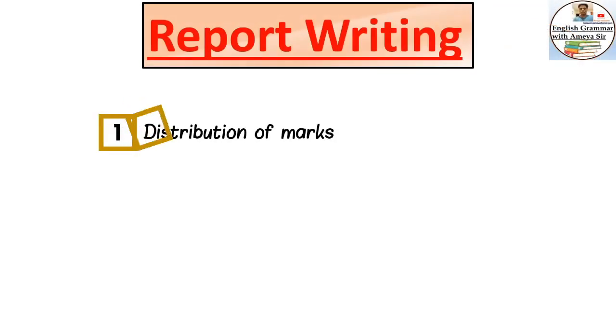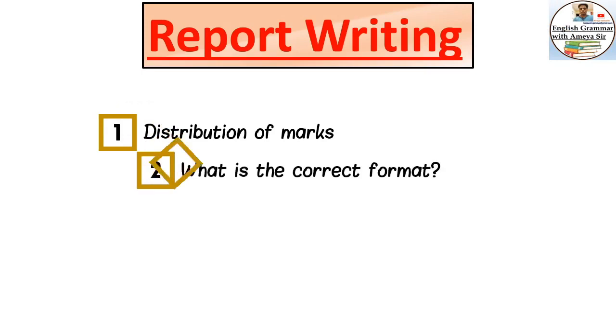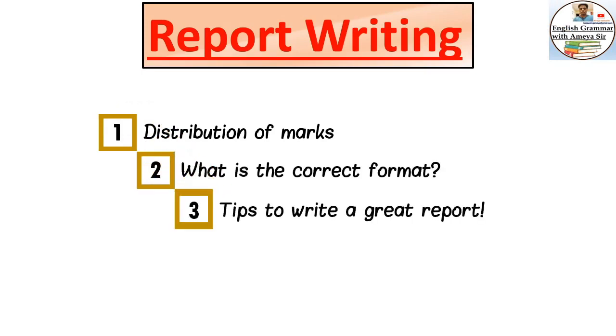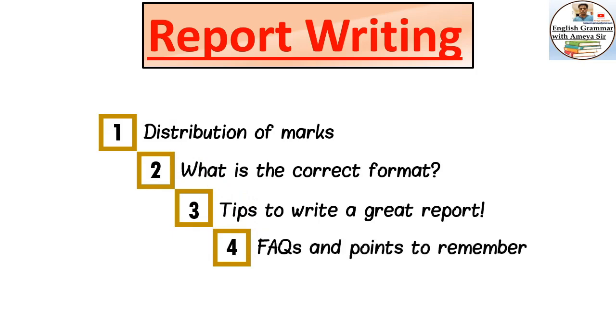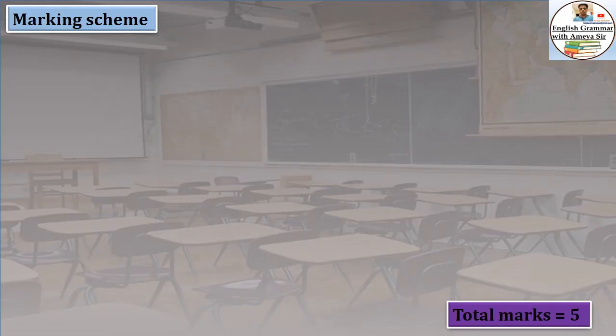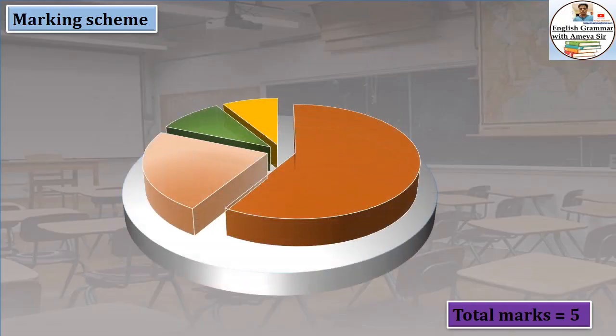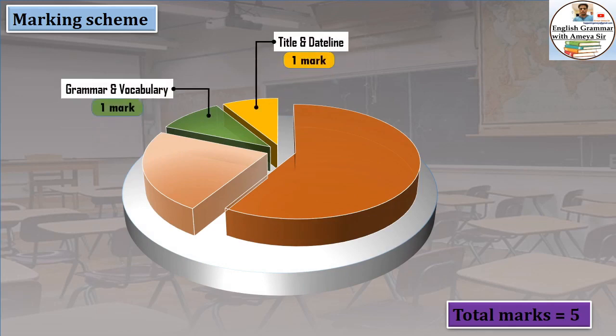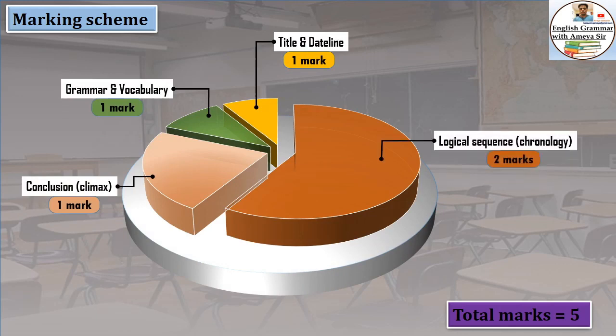In order to write a great report, we must discuss the distribution of marks, what is the correct format, tips to write a great report, and finally talk about some FAQs and other points to remember. So let us talk about the marking scheme. There are a total of 5 marks. The title and the date line, grammar and vocabulary, and the conclusion have a mark each, while the logical sequence or chronology is assessed for 2 marks.